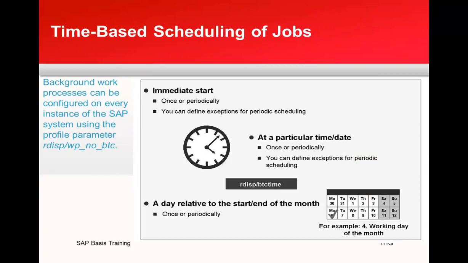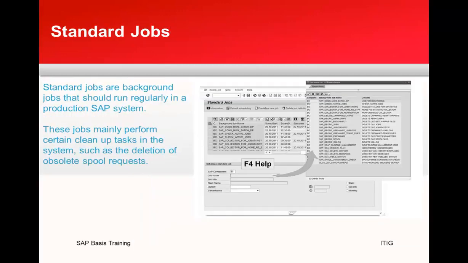Okay, then about the time-based scheduling of jobs. Background jobs can be configured on every instance of the SAP system using the parameter called rdisp/wp_no_bdc. So immediately start, basically once or periodically, you can schedule them to run. Okay, a day relative to the start or end day of the month. Okay, then is about the standard jobs.